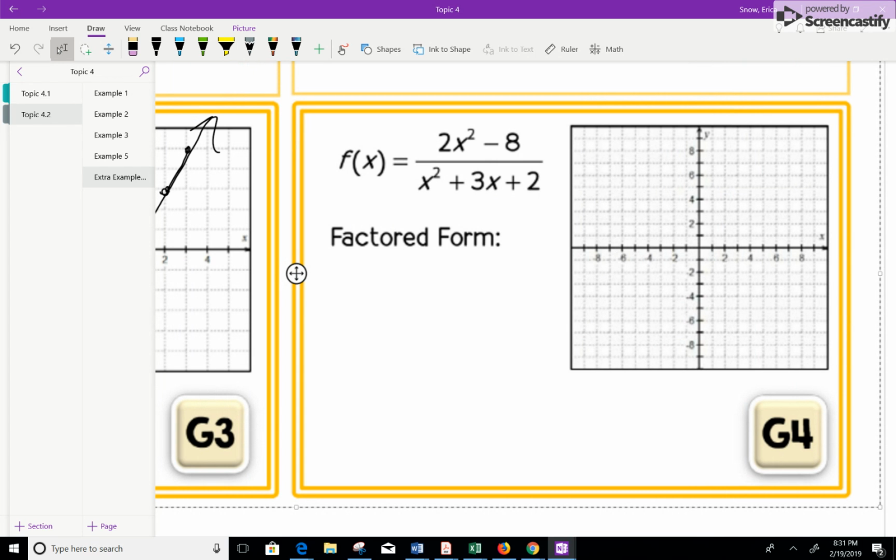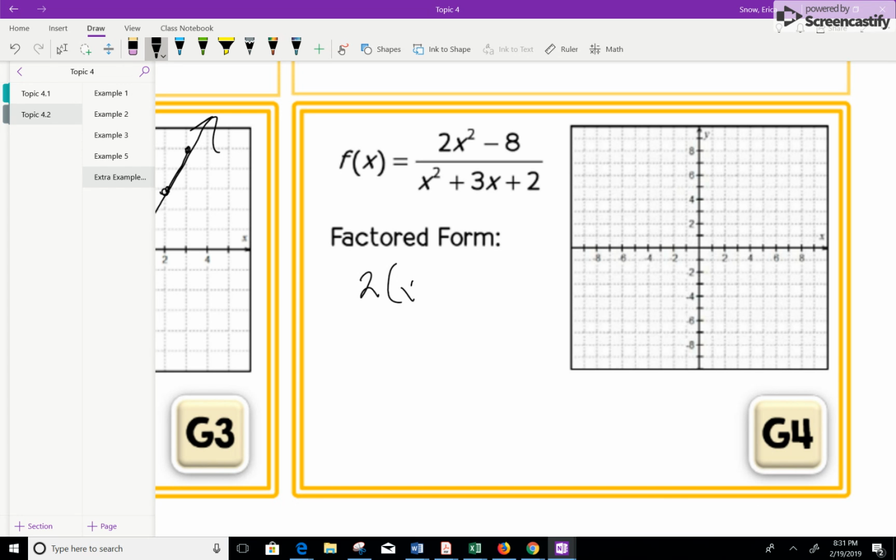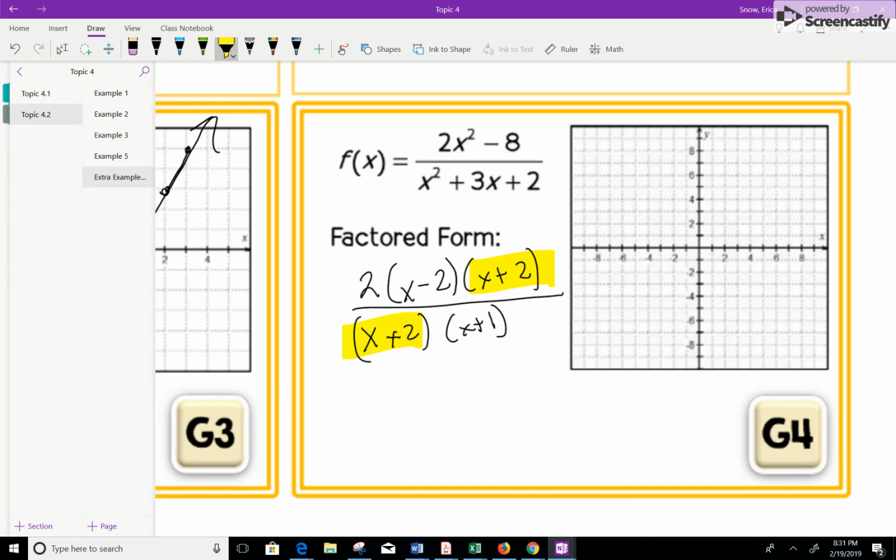So now we're on to this next one. Our factored form is going to be 2 times x minus 2 times x plus 2 over x plus 2, x plus 1. If you have questions about where I got this factoring, you can ask me in class. This is a good question to ask. So our removable discontinuity is a hole at x equals -2.